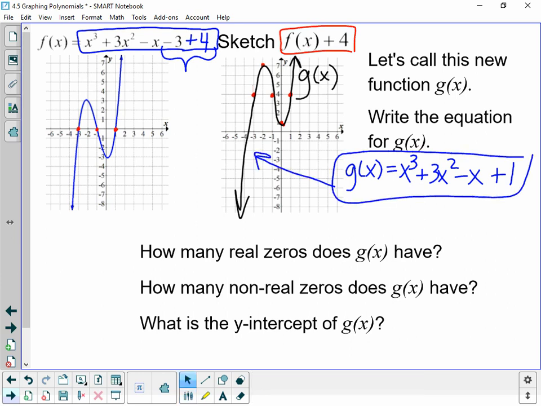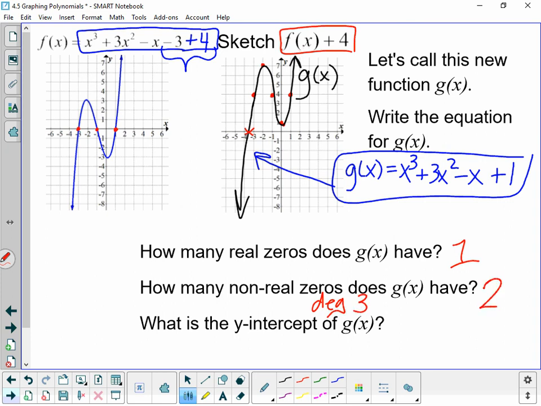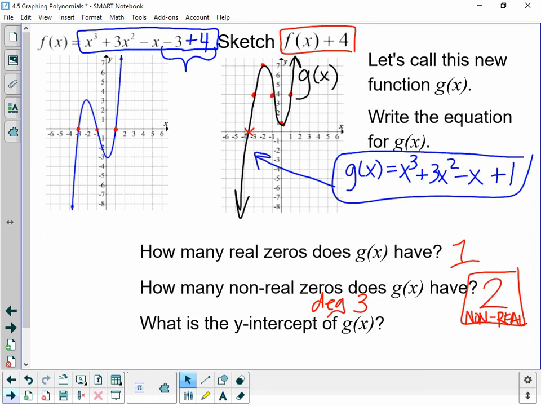How many real zeros does g of x have? Well, I can see that it has just one real zero. How many non-real zeros does it have? Well, the function is degree 3. I can only see one real zero, so it must have 2 non-real zeros. And the final question is, what is the y-intercept of g of x?